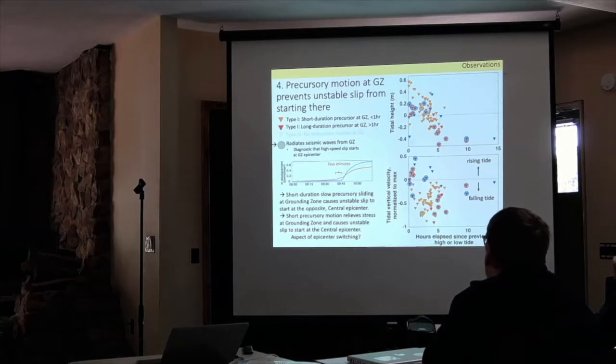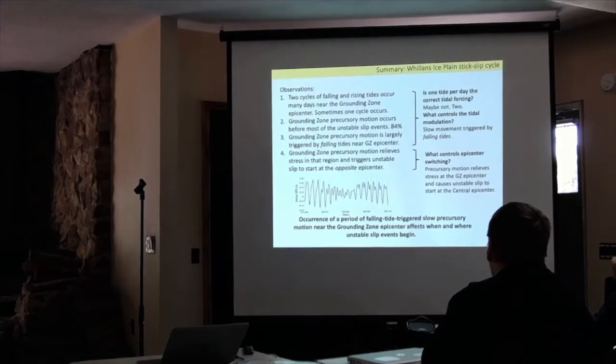Okay, so why does the epicenter location switch? Well, maybe it's something related to these short duration precursory movement events before the unstable slip events. Okay, this is my last slide.